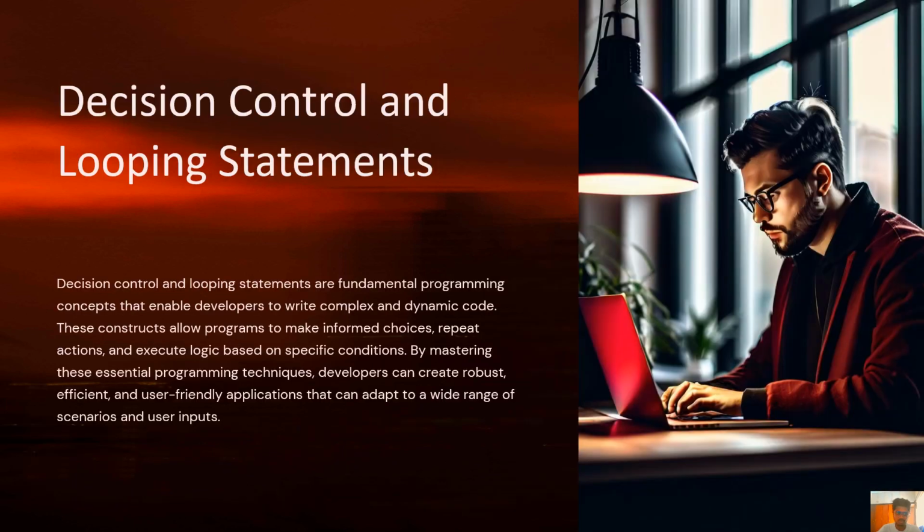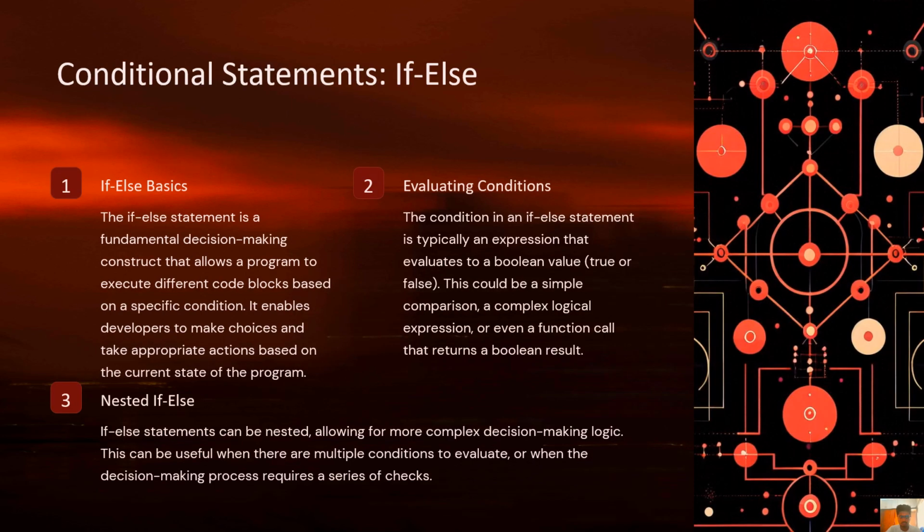Decision control and looping statements. Decision controls and looping statements are fundamental programming concepts that enable developers to write complex and dynamic code. These constructs allow programs to make informed choices, repeat actions, and execute logic based on specific conditions. By mastering these essential programming techniques, developers can create robust, efficient, and user-friendly applications that can adapt to a wide range of scenarios and user inputs.